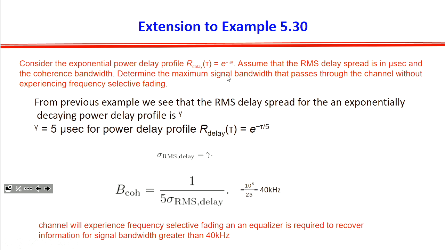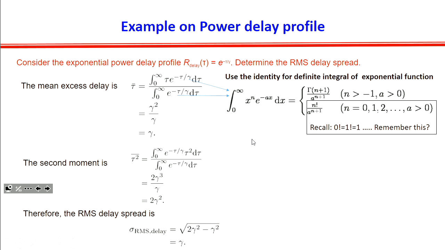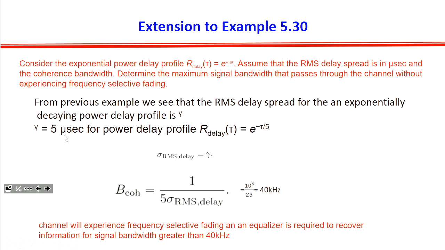So since gamma is the RMS delay spread from the previous expression, we have gamma equal to 5, and I've defined in this example as 5 microsecond. Okay? So the 5 microsecond is substituted here, and the power delay profile is equal to e to the power of minus tau by 5. Substitute 5 into the coherence bandwidth equation to calculate what the coherence bandwidth is, basically.